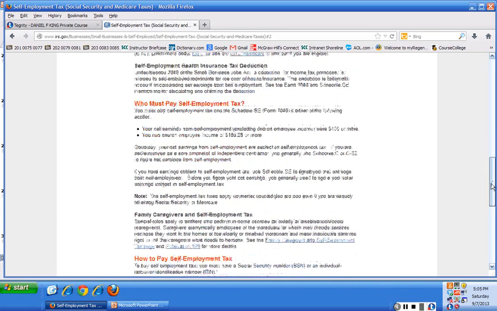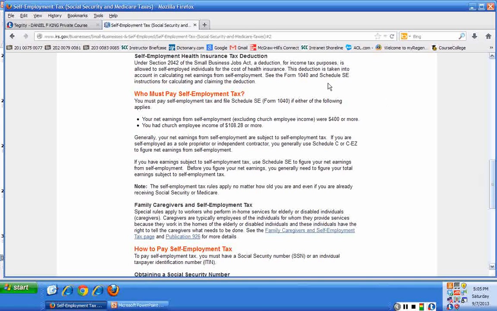Who must pay self-employment tax? We saw this number in the slides we just looked at. If your earnings annually are $400 or more, but you need to always remind yourself that the full detail is probably more complex. And when we go to the actual website, it has another class or group of folks, church employees, and if they have income of over $108.28, and I don't know the history of why this is a rule, but it is a rule, they also are subject to FICA taxes.